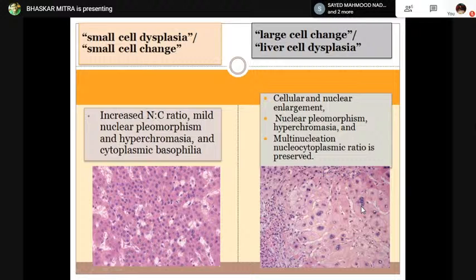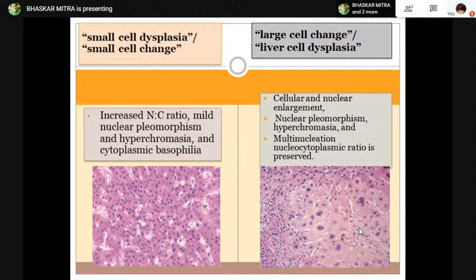Multinucleation of the cells is more seen. So this is the small cell change or small cell dysplasia, and this is the large cell change or large cell dysplasia. Here the nuclear pleomorphism and hyperchromasia are much more. Their nuclear cytoplasmic ratio as usual is increased. So the dysplastic definition it fulfills. That means the cells turn into more hyperchromatic, more dysplastic cells. But remember, the size of this foci is less than 0.1 centimeter. So very small. So we call it dysplastic foci.